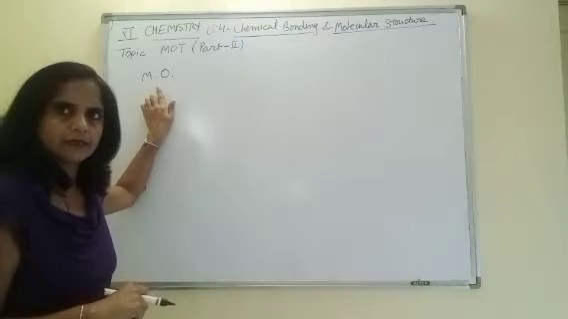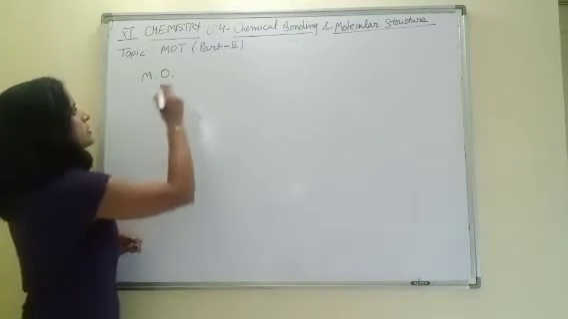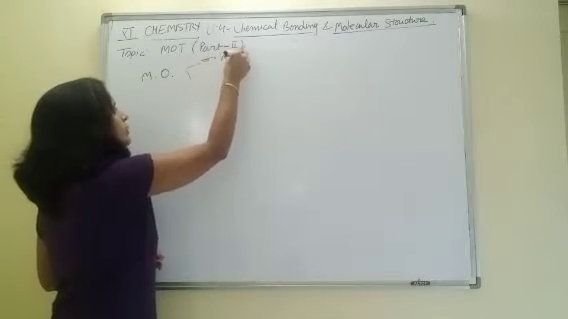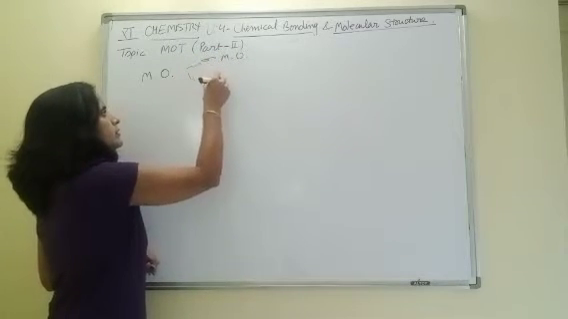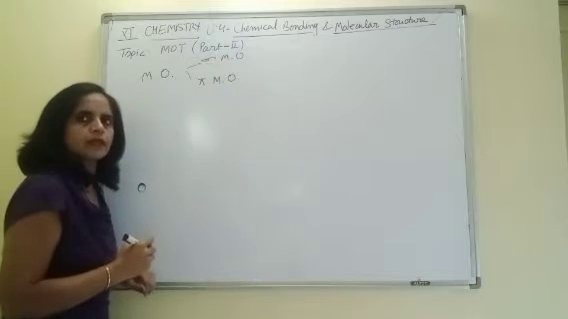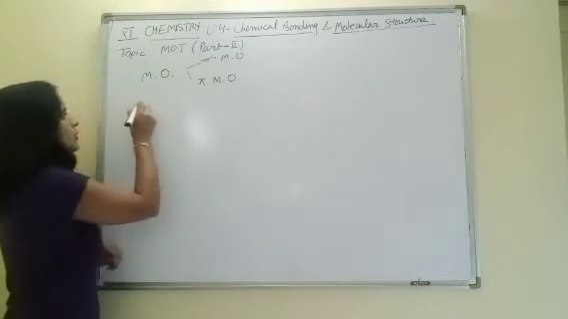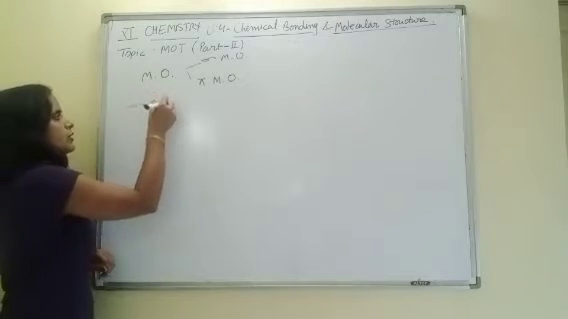How many types are there? Molecular orbitals are of two types: sigma molecular orbital and pi molecular orbital. Now, how are sigma molecular orbitals formed? First, we discuss this sigma molecular orbital.